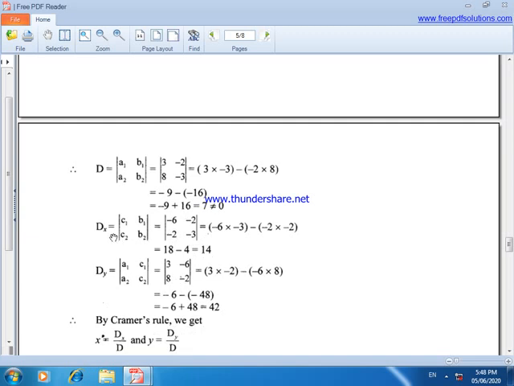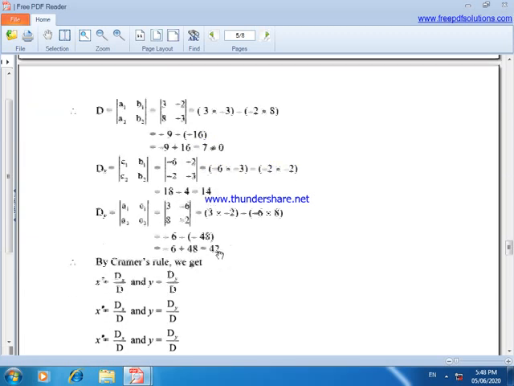Then dx: c1 c2 b1 b2, minus 6 minus 2 minus 2 minus 3, minus 6 into minus 3 minus minus 2 into minus 2. Minus 6 into minus 3 is plus 18, minus sign will be as it is, minus 2 into minus 2 is 4, 18 minus 4 is equal to 14.